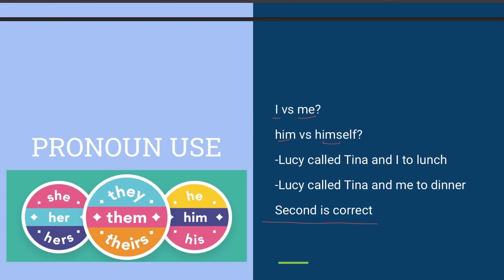So one way to identify when to use I versus me would be to remove one of the other pronouns. So if I remove Tina and I say Lucy called me to dinner, right? Or Lucy called I to lunch. No. So the second one sounds better. Lucy called me to dinner.